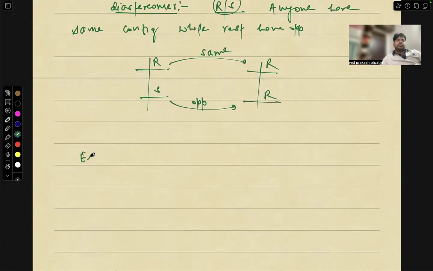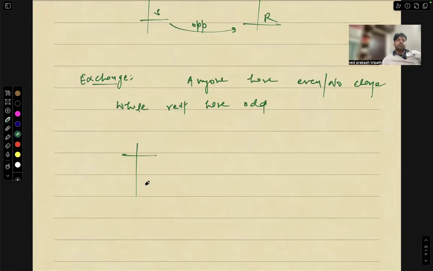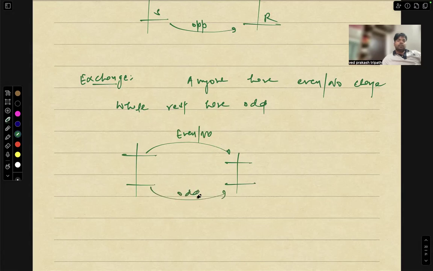Next is exchange. So here we can say anyone has even or no change while the rest have odd. This is even or no, and this one is odd. So called as diastereomer. So it's quite simple, if you are talking about RS method.